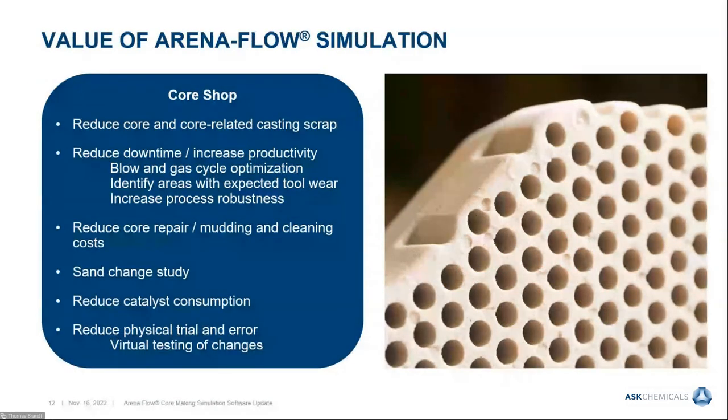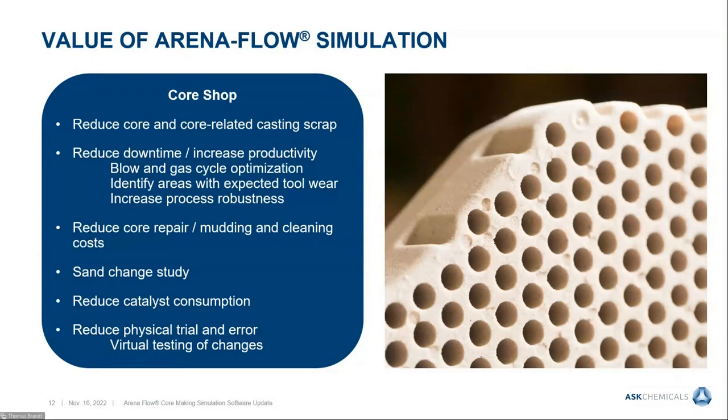So what can we do? How can we add value? In the core shop, we can look at improving core quality, reducing core-related casting scrap, and improving productivity by tools running cleaner, more efficient, optimizing blow cycles. Thus, by increased core quality, reduce the need of any repair or handling before the core moves into the casting.